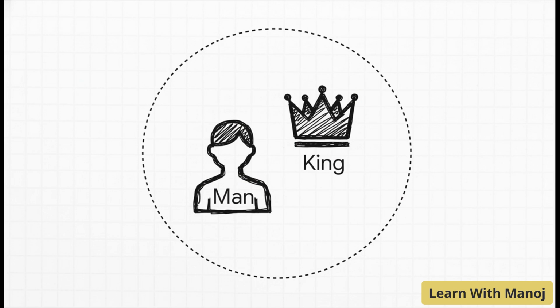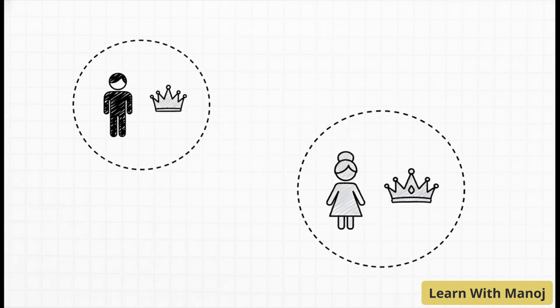Okay, let's actually try to visualize this. Imagine I've got a big whiteboard here, right? First, I'm going to put a dot on the board for the word man. Now, since a king is related to a man, the computer puts the coordinate for king very, very close by. They're basically neighbors on our meaning map. All right, you with me?